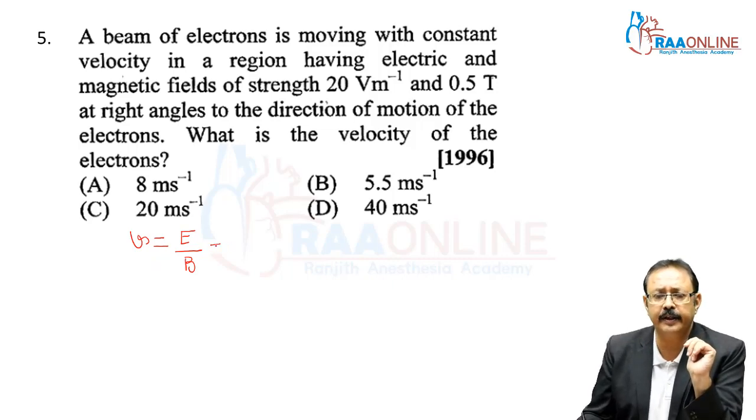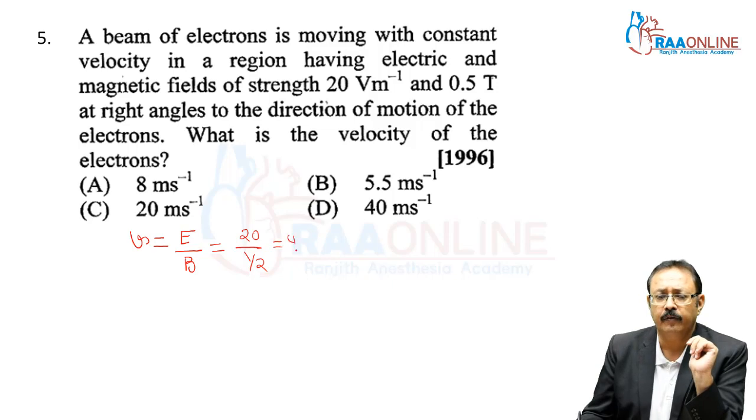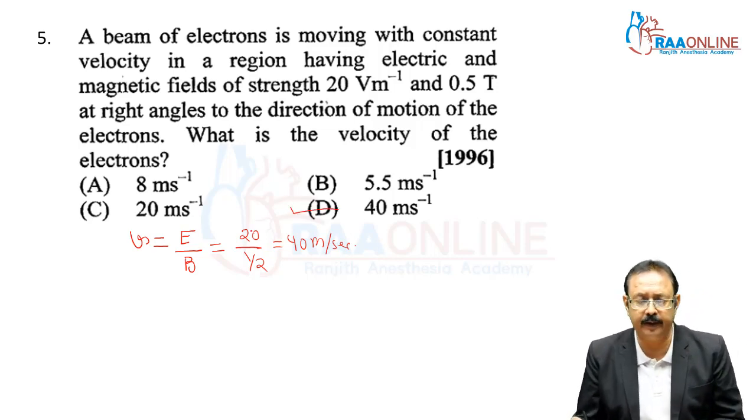So what was E? E was 20 SI unit. B was 0.5, which means 1 by 2. So what are we getting? 40 meter per second. So we are going with D option. Fifth, D.